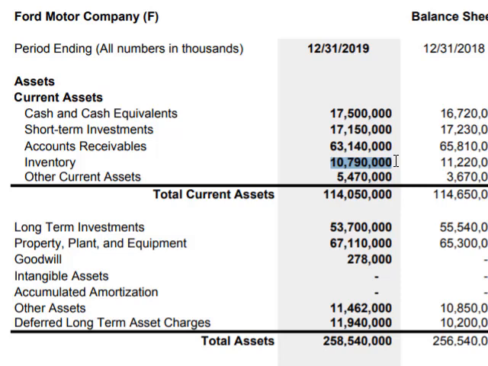So I did this already. What did I do? I subtracted out the inventory from the current assets. So that's 114,050 minus 10,790, and you get 103,260. So that's the current assets without the inventory. Now you could add up this number, this number, this number, and that number. I just think it's harder to do, but you decide.